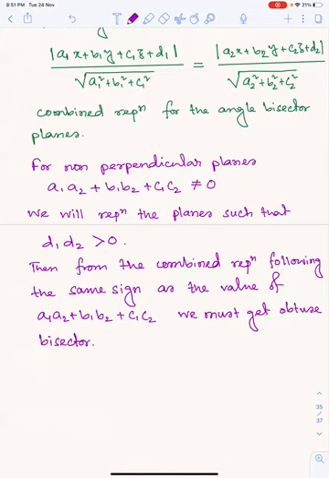If you follow the same sign as that value from the combined representation, then we are going to get the equation for the obtuse bisector. Here, combined representation means after removal of the modulus, the plus or minus two choices you have. Out of the plus or minus choice, which one to follow to get the obtuse bisector will be decided by the value found for A1A2 plus B1B2 plus C1C2.